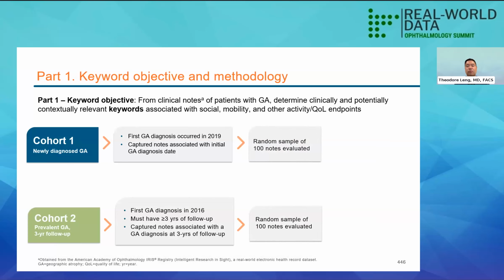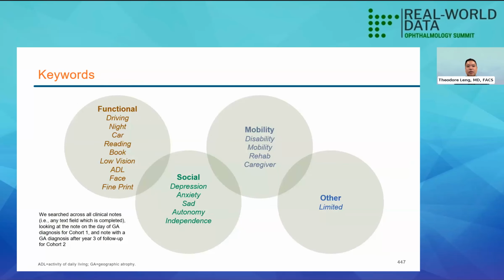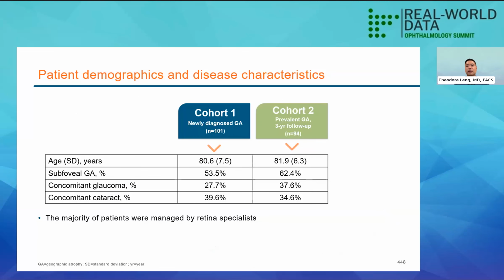We took a random sample of 100 notes from each cohort and then looked at the prevalence of specific keywords and then looked at the context in which those words were used. You can see some of the more common keywords that came up during our analysis, grouped by functional, social, mobility, and then other categories. We search across all the clinic notes in any text field, and then we use these keywords as possible endpoints of interest.